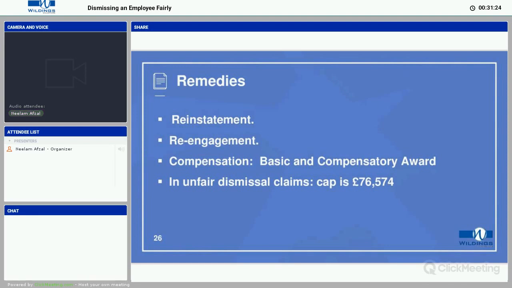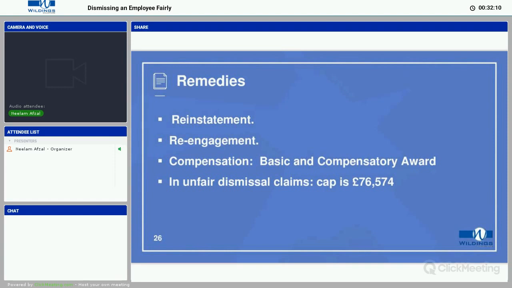So reinstatement, re-engagement, compensation, which is a basic and compensatory award. Now, in relation to reinstatement and re-engagement, there's also loss of salary. So from the point the employee was dismissed to the point the employee was reinstated or re-engaged, there's the shortfall of salary, so they can make an award for that. There's also reductions in compensation. We talked about Polkey, failure to follow the ACAS guide. And the basic award is very similar to a redundancy calculation.